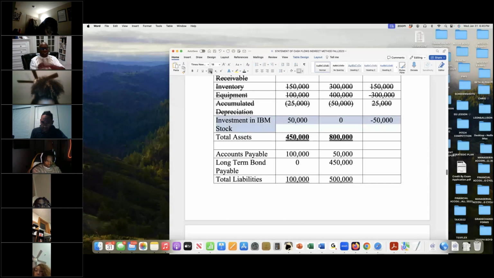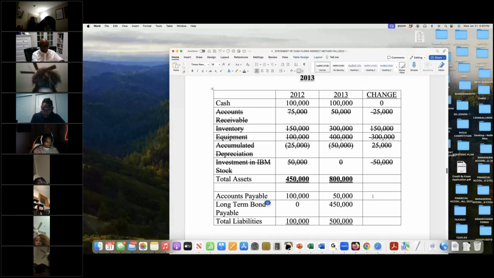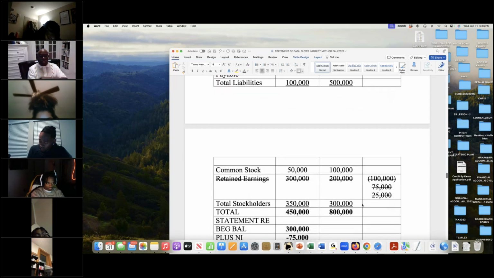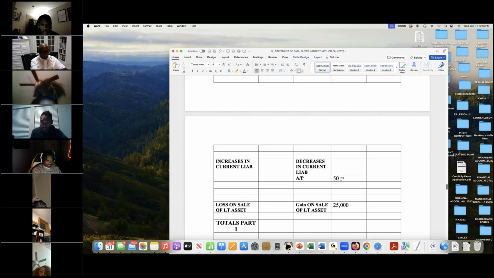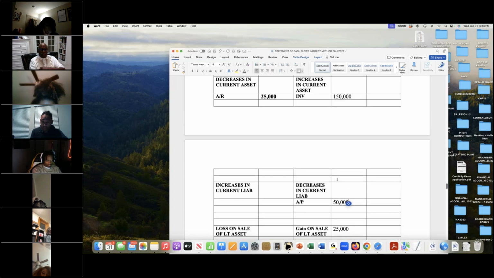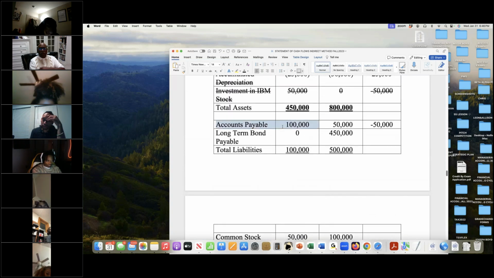Let's go to accounts payable. We have to look at the change in cash in terms of changing all the other accounts. Accounts payable went down by $50,000. If you pay your bills off, your cash goes down. So that's a use of cash, and we're going to put 50,000 here. Now we've taken care of accounts payable. Almost finished.